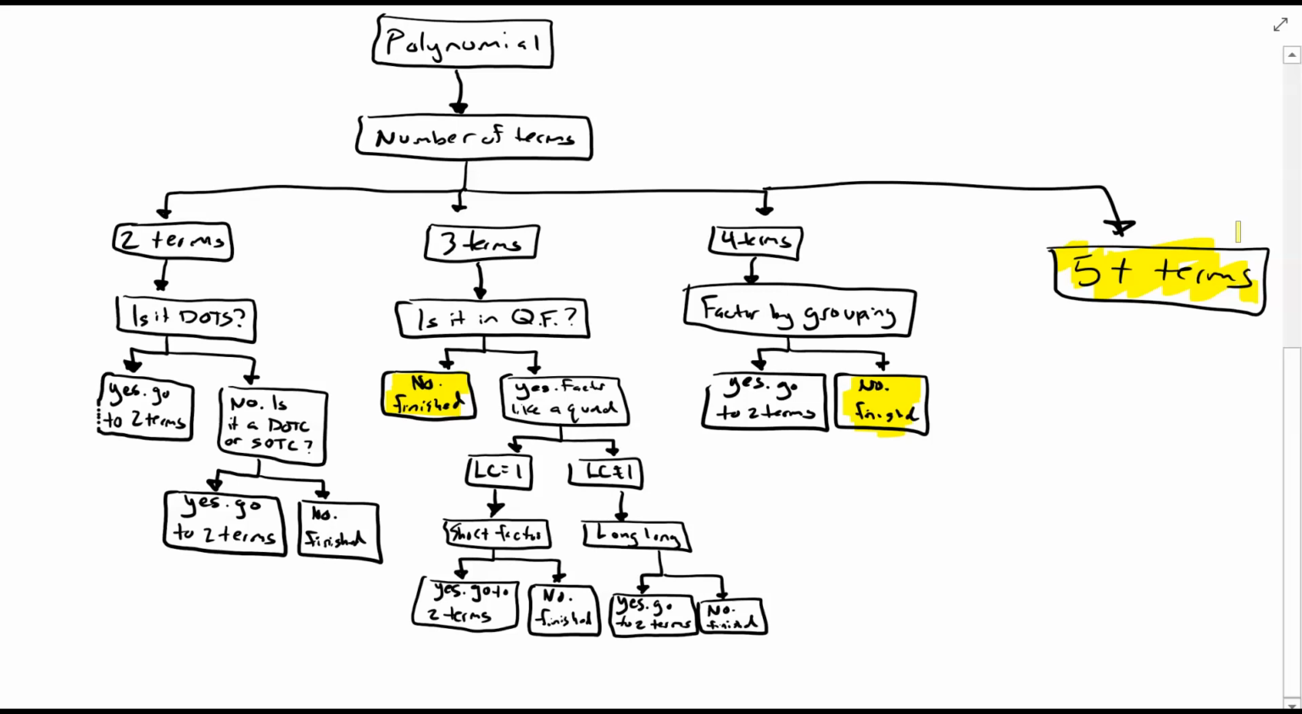Specifically, how do I factor something that's got three terms but isn't in the quadratic form? Or how do I factor something that has four terms that I can't group? Or how do I deal with something with five or more terms? These are all important situations that we need to address.